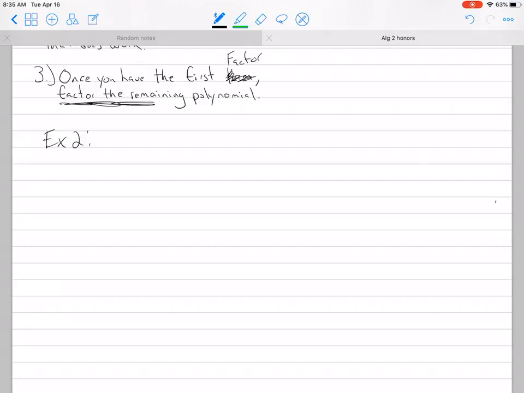Example 2 says x cubed minus 5x squared minus 2x plus 24. Here's what I want you to do. I want you to go ahead and figure out how to factor this thing right now. Do it before I do it. Pause it. Cool. All right, so I'm assuming you just did that because, again, you're honors students, and you need to practice doing this stuff on your own. It might have taken you a couple minutes to figure this out, which is fine.